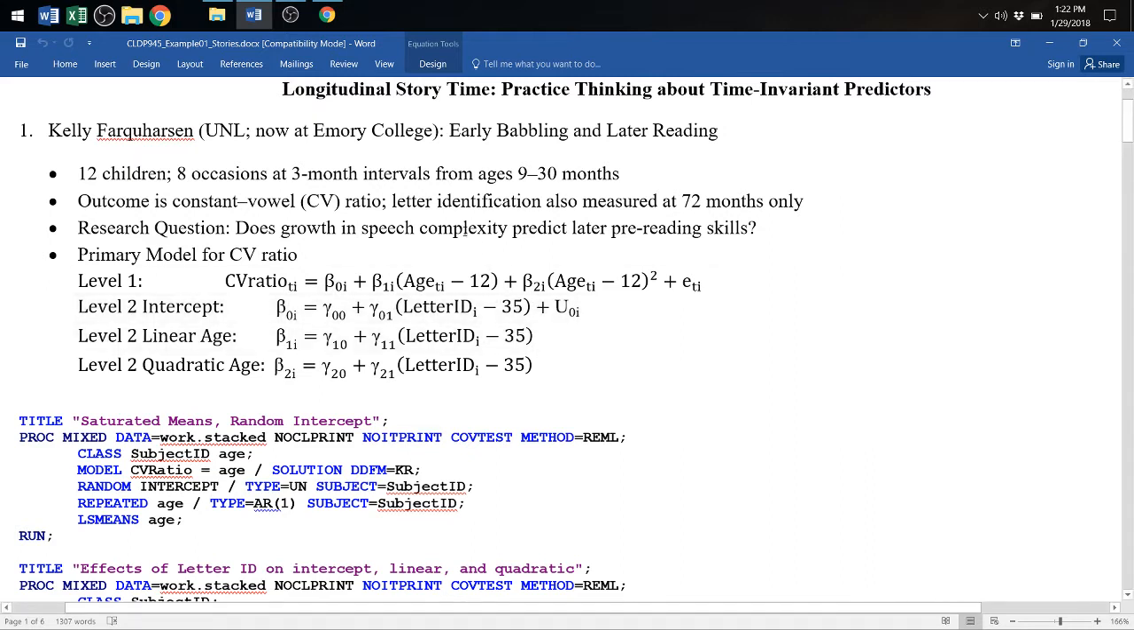So the first 2 examples that we looked at last time were what I would call continuous time examples. They were observational studies. Nothing happened on the part of the research team other than calling these people in every so often and measuring them on whatever outcomes. And in each of these cases, it was a time invariant predictor, something that was measured once that you were looking at as a moderator of intercept and change.